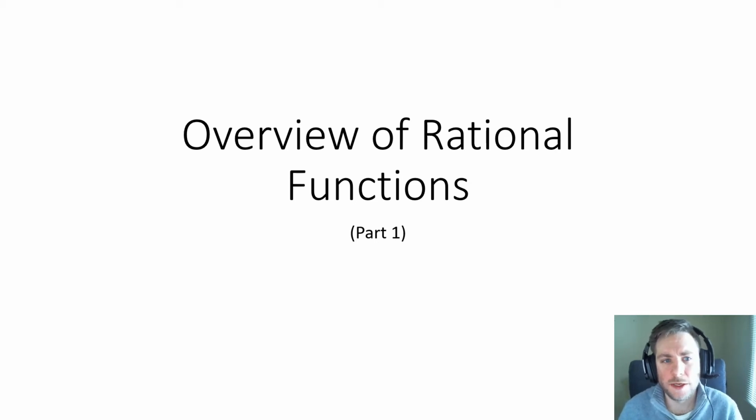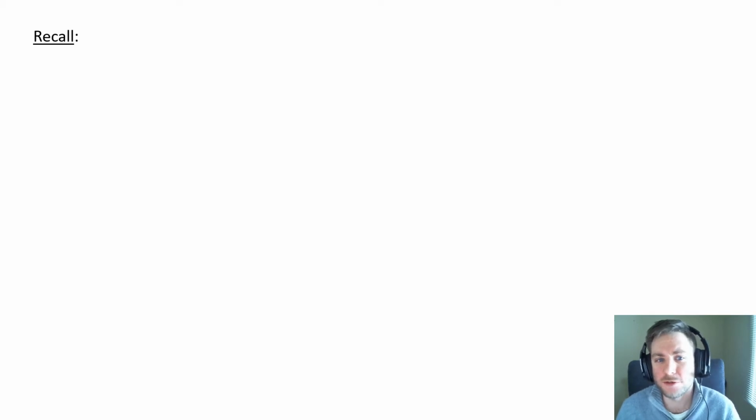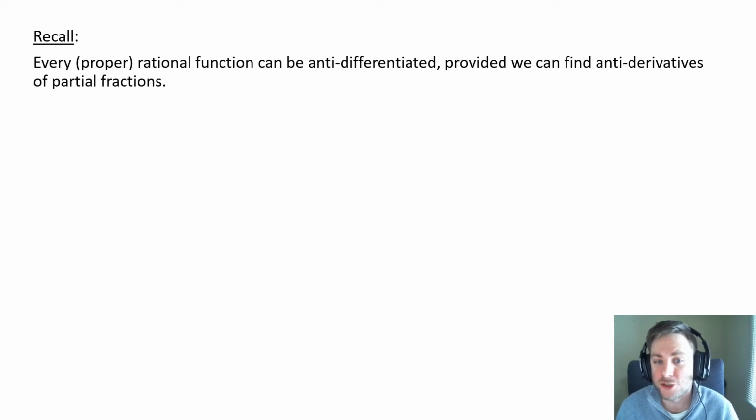Hi everyone. In this video, I want to give a summary of how the things we've learned recently can help us with our goal of anti-differentiating rational functions. To start with, let's remind ourselves of an important fact. With rational functions, it's always possible to find a partial fractions decomposition, and that means every rational function can be anti-differentiated, provided we can find antiderivatives of partial fractions.